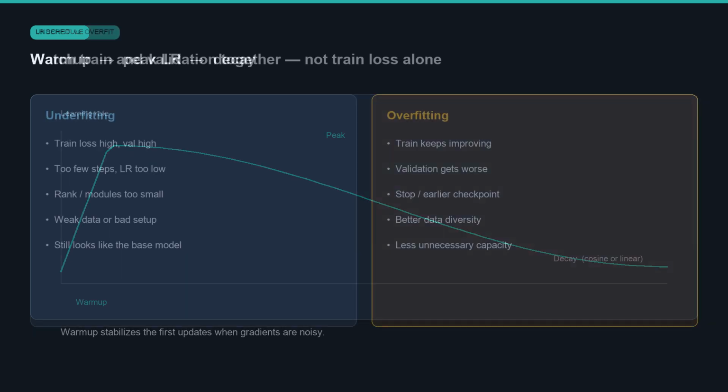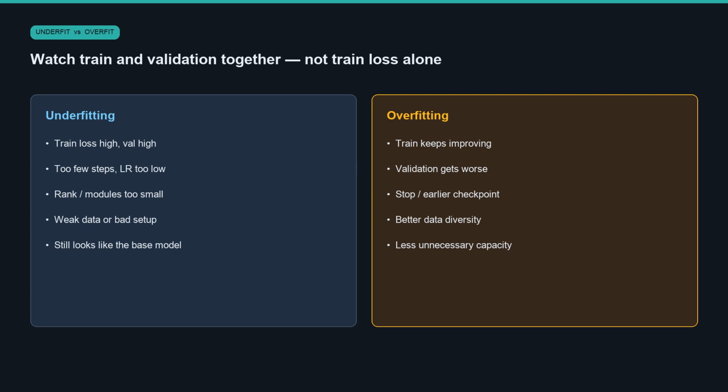Underfitting: train and validation both stay poor. Causes include too few steps, learning rate too low, too little LoRA capacity, weak data, or a bad setup. Overfitting: training keeps improving while validation gets worse. Then stop. Pick an earlier checkpoint. Improve data, or reduce unnecessary capacity.